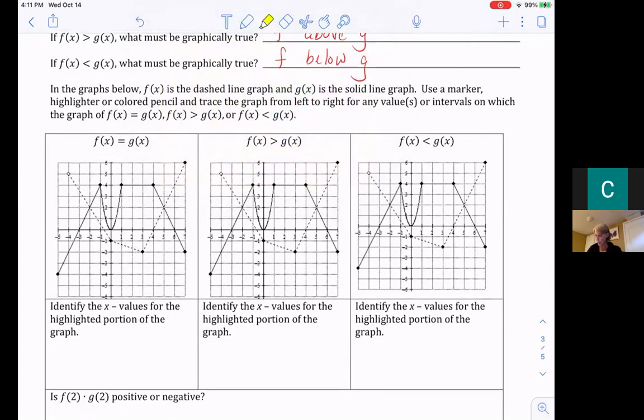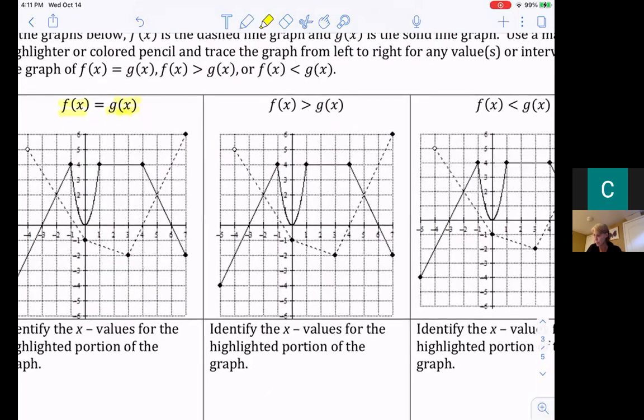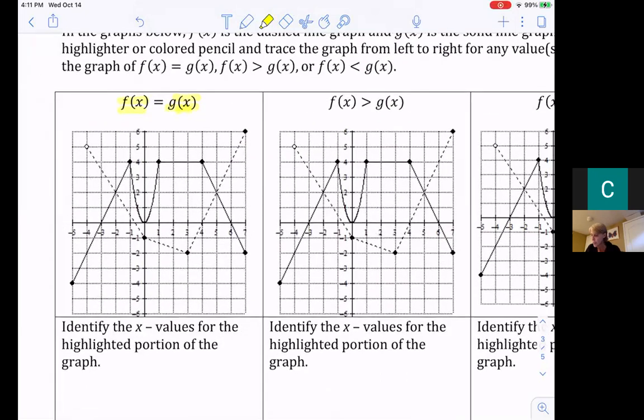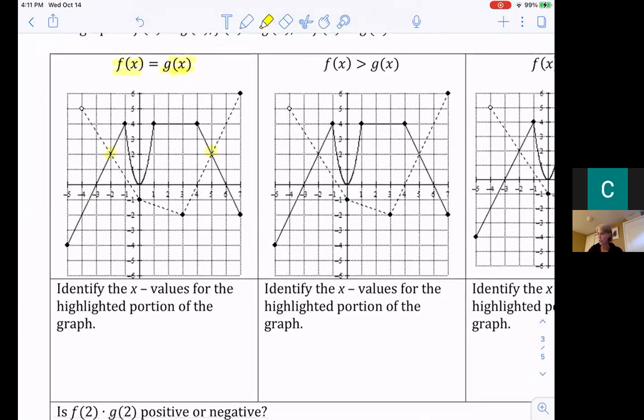So we want the x values. We want to know where they're equal to each other. Where these two equal each other are going to be their points of intersection. I'm partially blind. They intersect here and here. So where do those intersection places occur? When x equals -2 and when x equals 5.